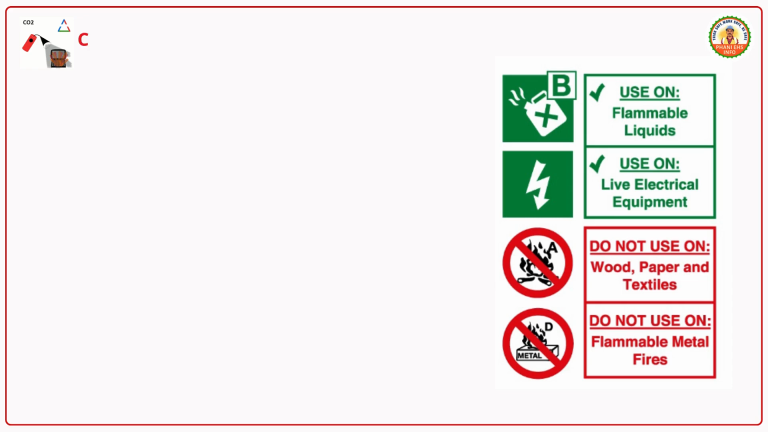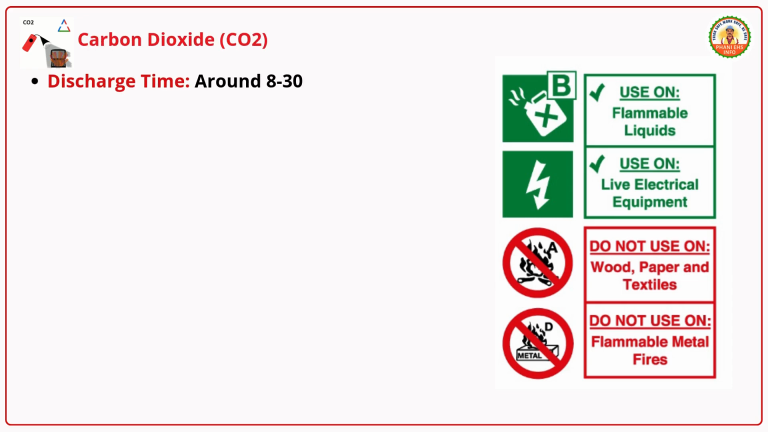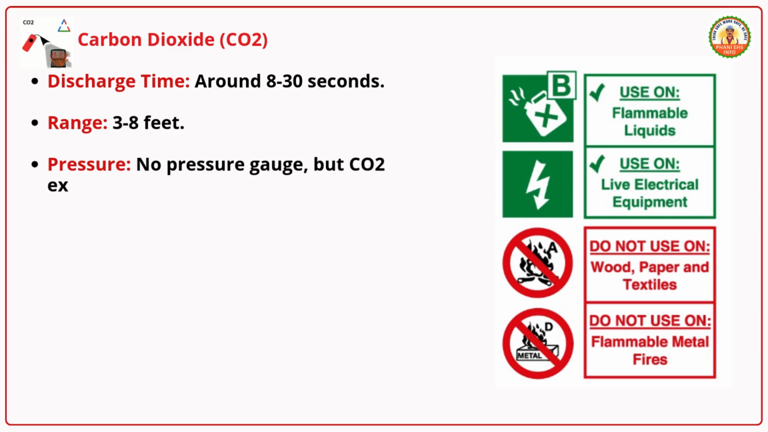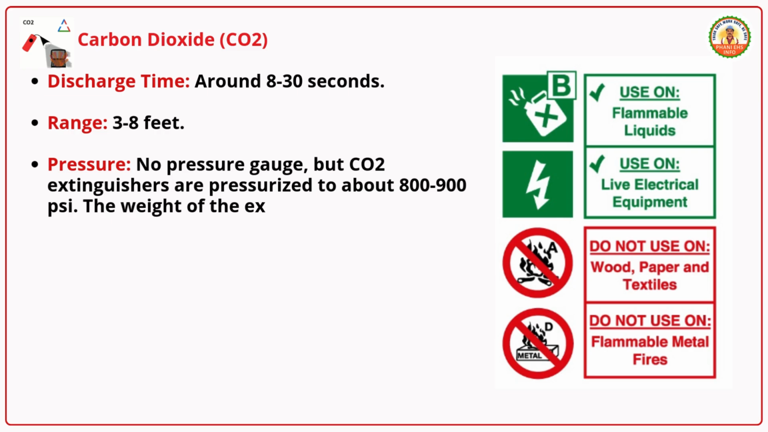Carbon dioxide, CO2. Discharge time: around 8 to 30 seconds. Range: 3 to 8 feet. Pressure: no pressure gauge, but CO2 extinguishers are pressurized to about 800 to 900 psi. The weight of the extinguisher confirms its capacity.